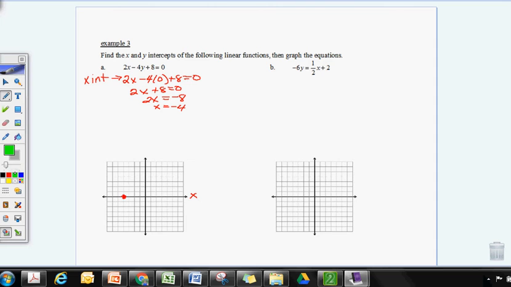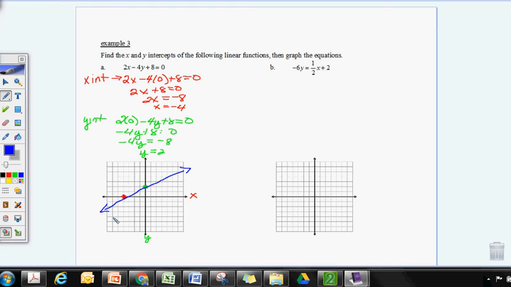So now I'm going to change colors, and now I'm going to do the y-intercept. For the y-intercept, I let x equal 0. So 2 times 0 minus 4y plus 8 equals 0. Notice I went back to the original equation. So negative 4y plus 8 equals 0, so negative 4y is going to equal negative 8. Y is going to equal 2. So on the y-axis, I go to where y is 2. I grab a straight edge, which is hard to use on this thing.